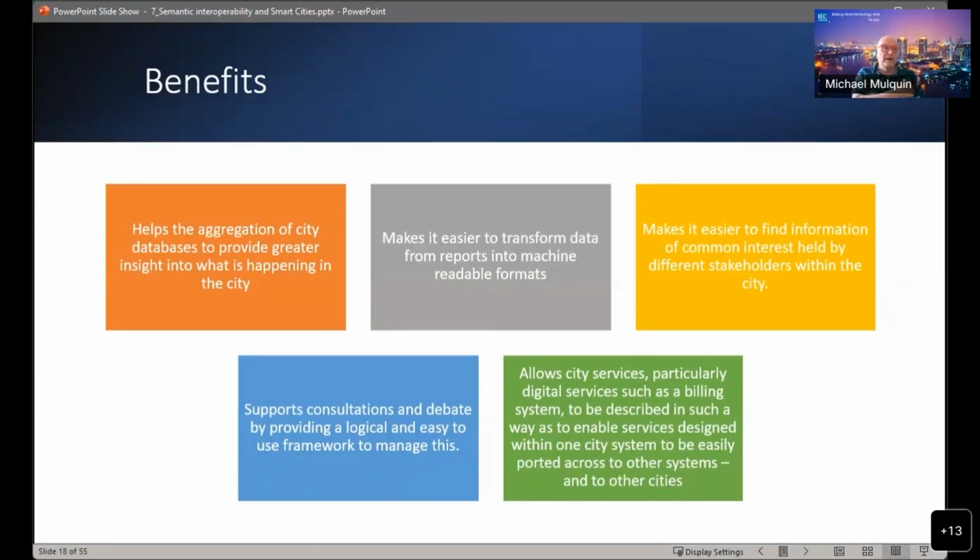So as you see, I won't go through them all, but it has many, many benefits in doing this, and it really enables and supports that kind of big picture decision making within the city.